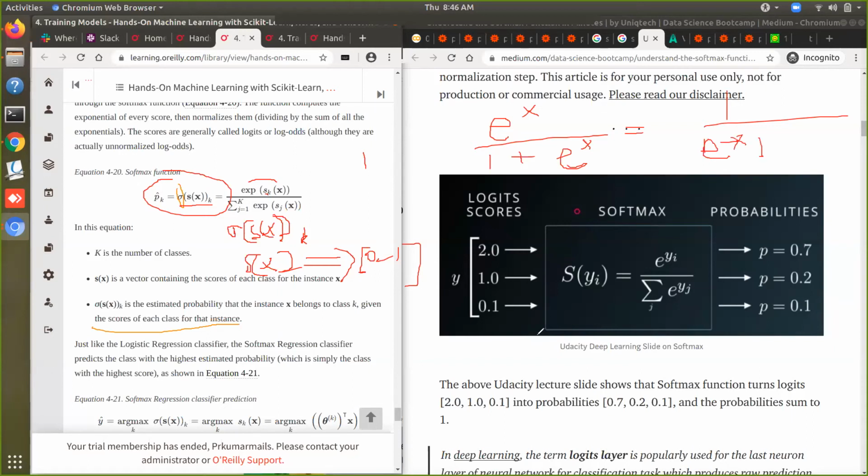So the original equation, if you see, they have said 1 by 1 plus e to the power minus t. If I simplify it, it becomes the left hand equation that you have written, right? E to the power x by 1 plus e to the power x. Now that is for the 2 class problem. As you were saying, I'm saying the same thing.